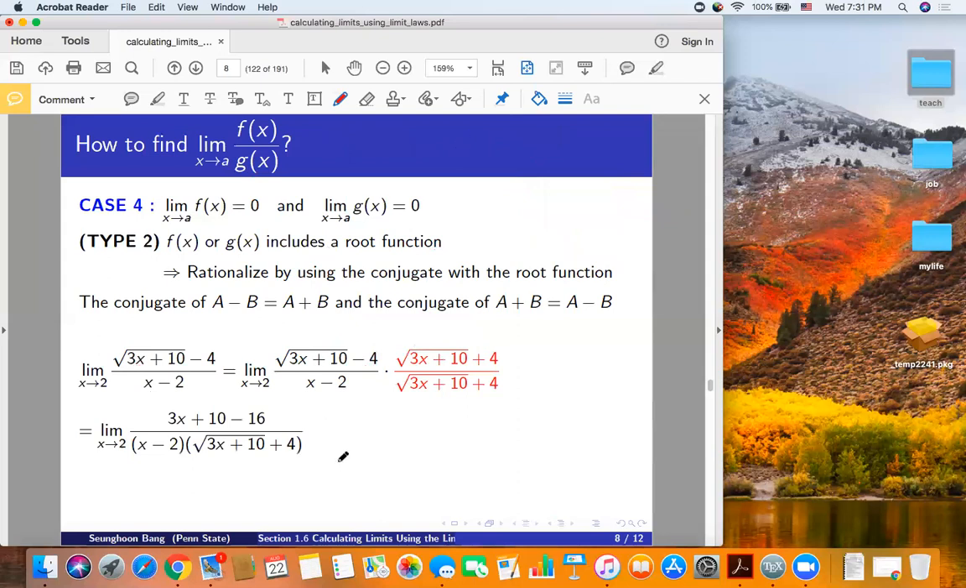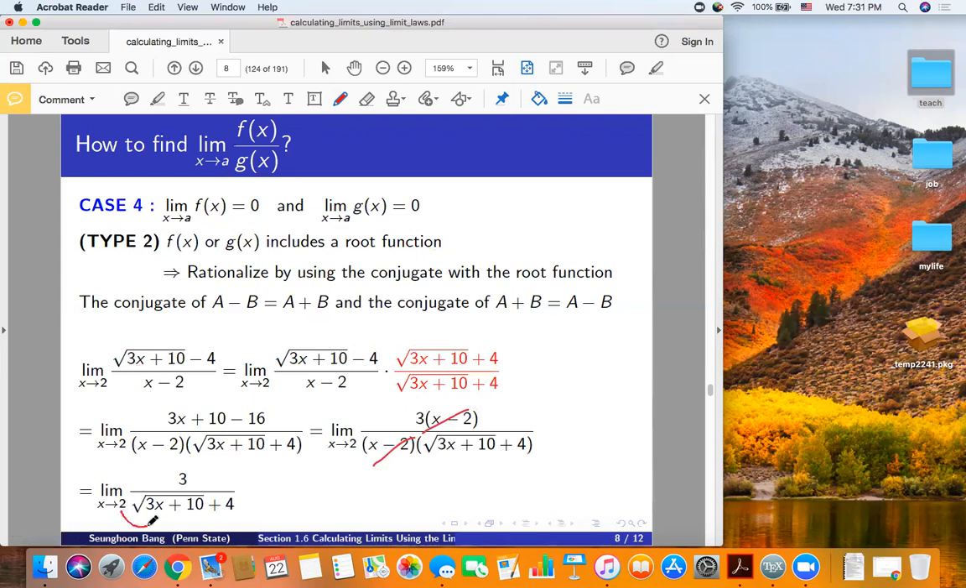The next step is to simplify. This is 3x minus 6. Factor out the common factor: 3 times x minus 2. This is the numerator, right? 3 times x minus 2. Next, cross out x minus 2. We have only 3. This is crossed out.